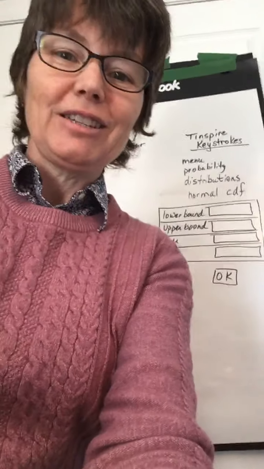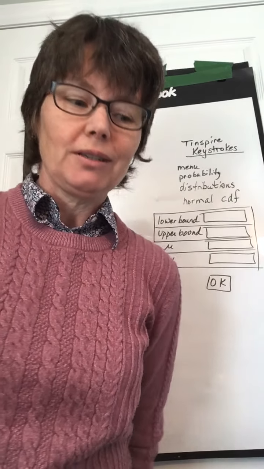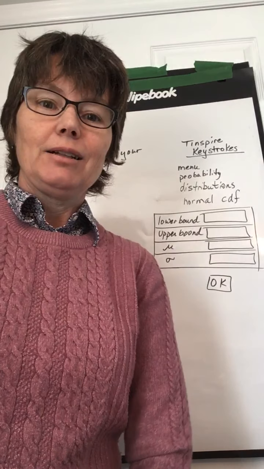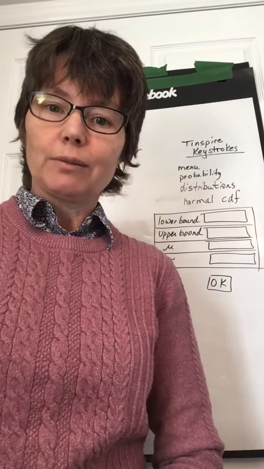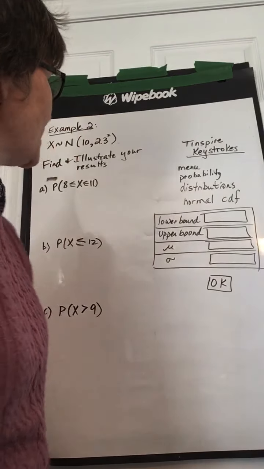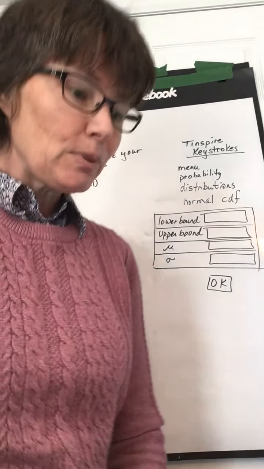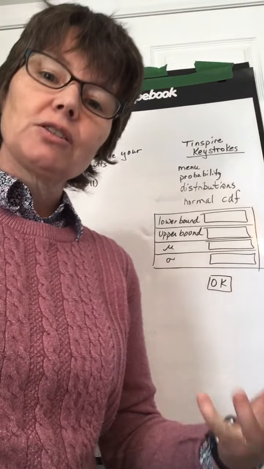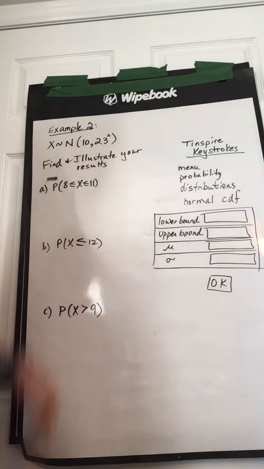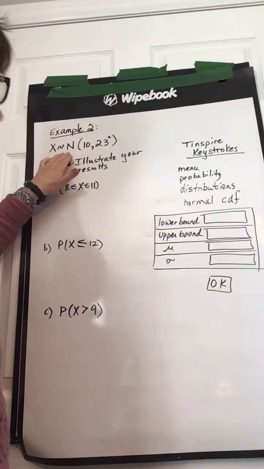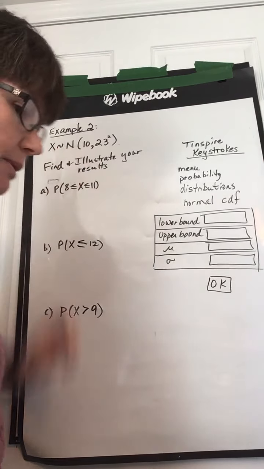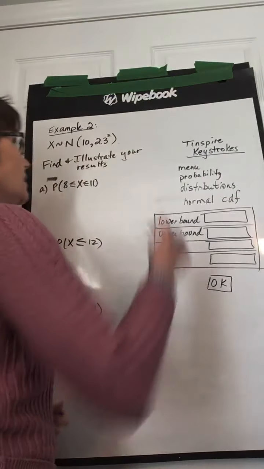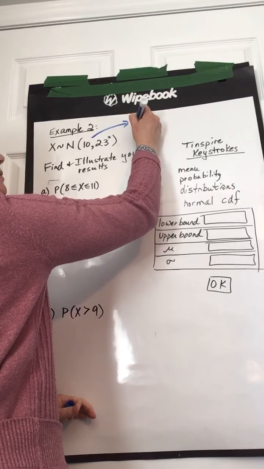Okay, here we go. Still talking about the normal distribution, and looking at now using our calculator, our TI-Nspire, to solve some problems with it. So we have an example 2 here from your textbook. This is 24B. Example 2 says x is distributed normally with 10, 2.3 squared. So remember 10 means the mean, that first number. Okay, that's the mean.